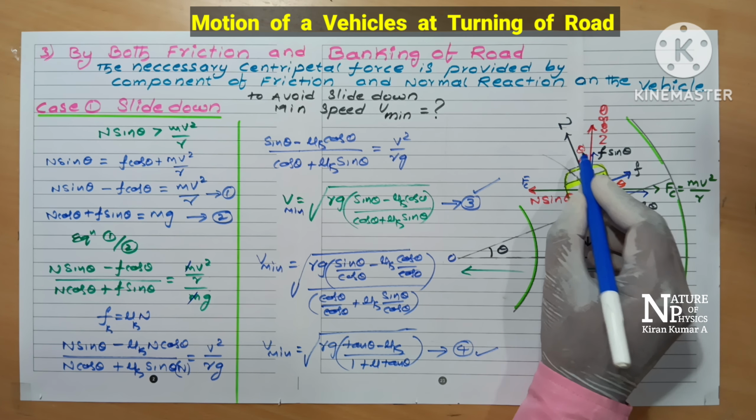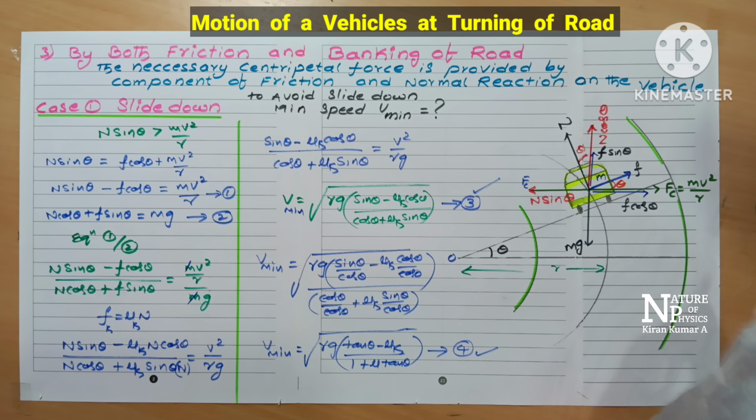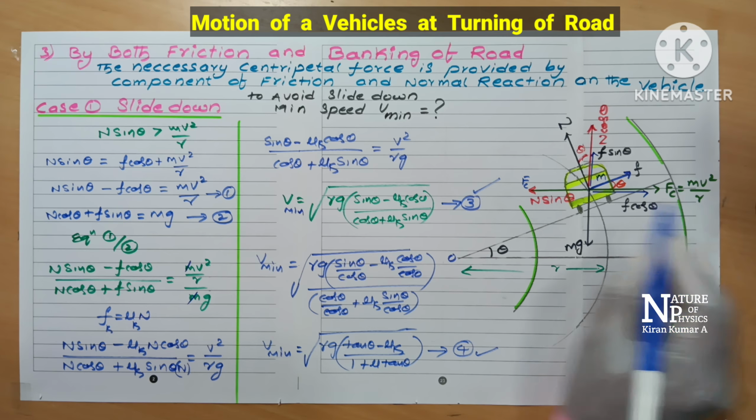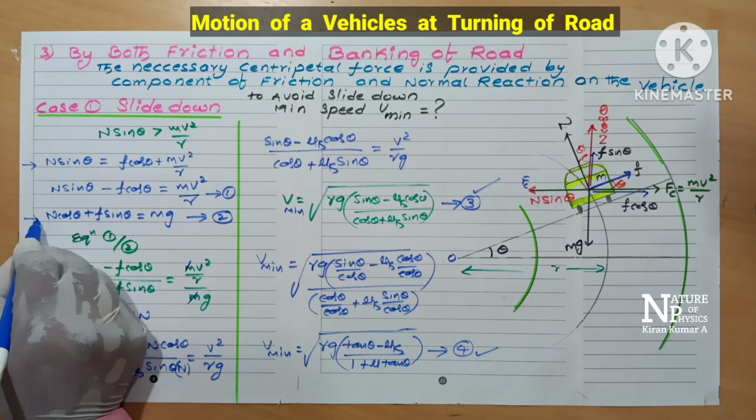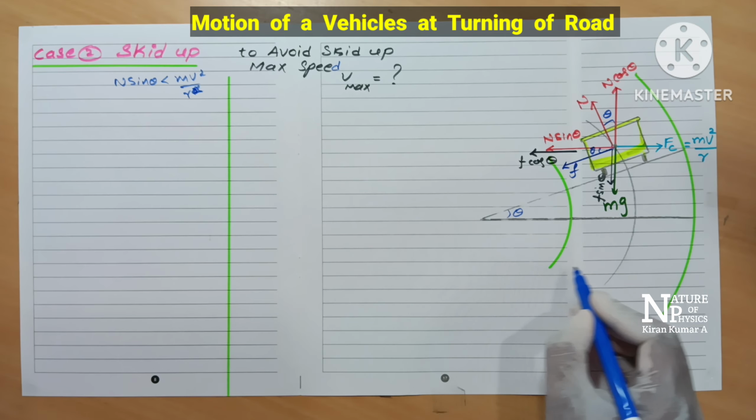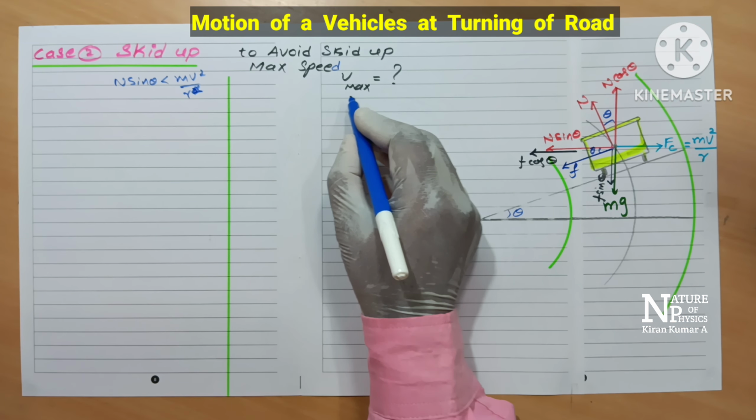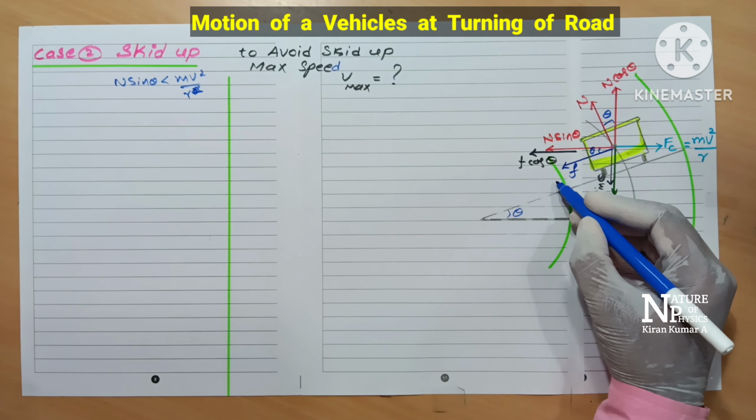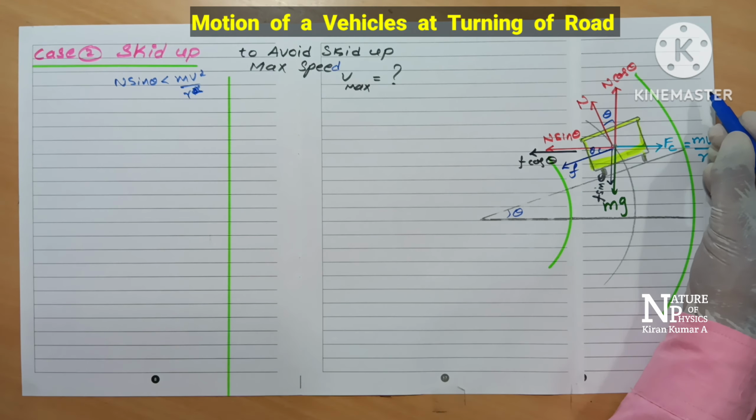Here I am resolving the normal reaction into two components, and the frictional force also into two components, but mg and the centrifugal force remain constant. Based on the balancing equations, we get horizontal and also vertical. Skid up: a vehicle is turning on a circular road with banking and friction both there, so to avoid this skid up, maximum speed is required. Skid up is nothing but the frictional force acting in the downward direction. In the previous case, sliding down, that's why the frictional force is in the upward direction.